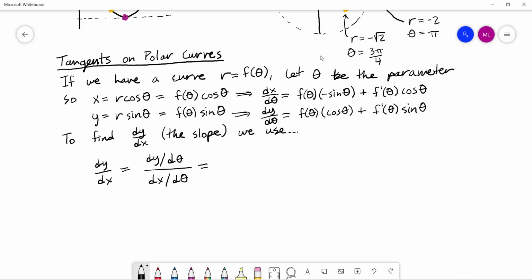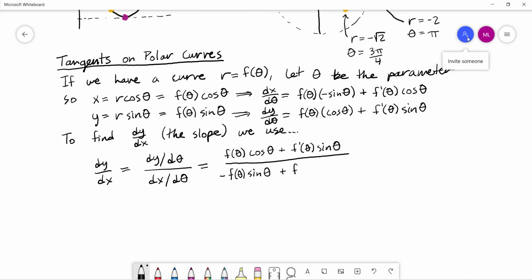And if I just plug these in to our formula down here, then we get f of theta cosine theta plus f prime of theta sine of theta. There's my dy d theta from right here, divided by dx d theta, which is written right here. I'll write it as negative f of theta sine of theta plus f prime of theta cosine of theta. That is our equation for the tangent.